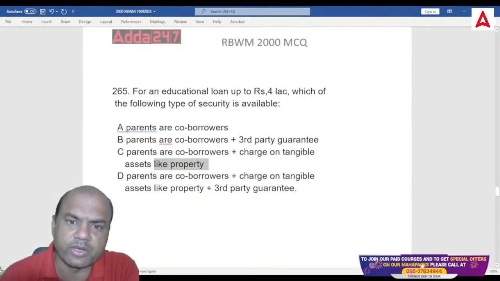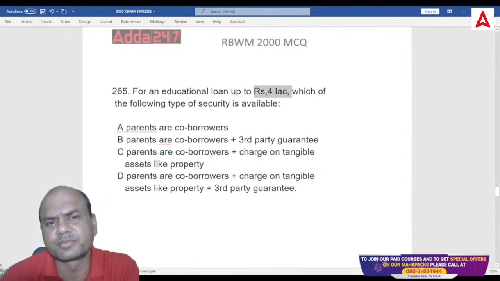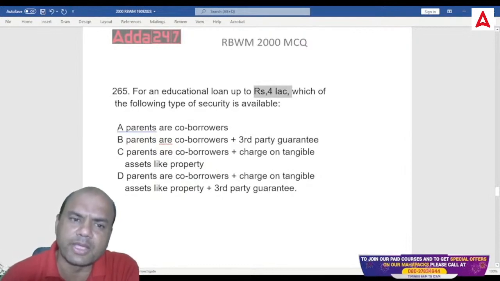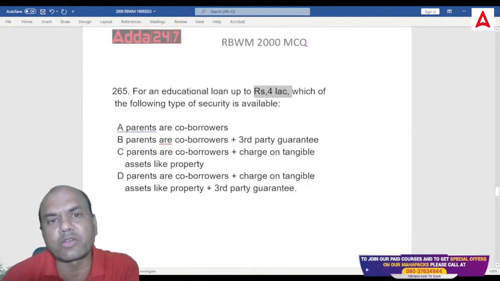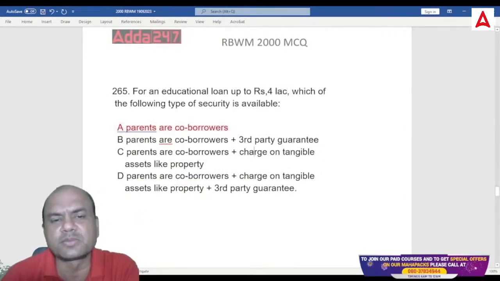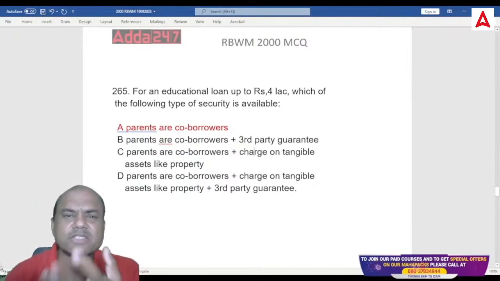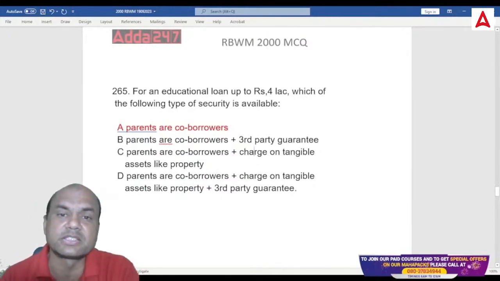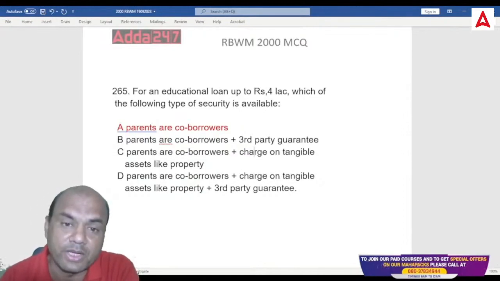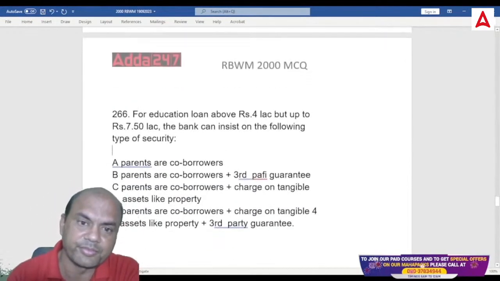So for 4 lakhs, what will the bank take? Remember, 4 lakhs is not a big amount now for banking. Earlier, 20-25 years back, it was a big amount. Now nothing. Just parents as co-borrowers and the loan is disbursed up to 4 lakhs. Nowadays, loans are disbursed up to 10 lakhs based on CIBIL, zero documentation, only based on CIBIL. So, in which world are we, right?